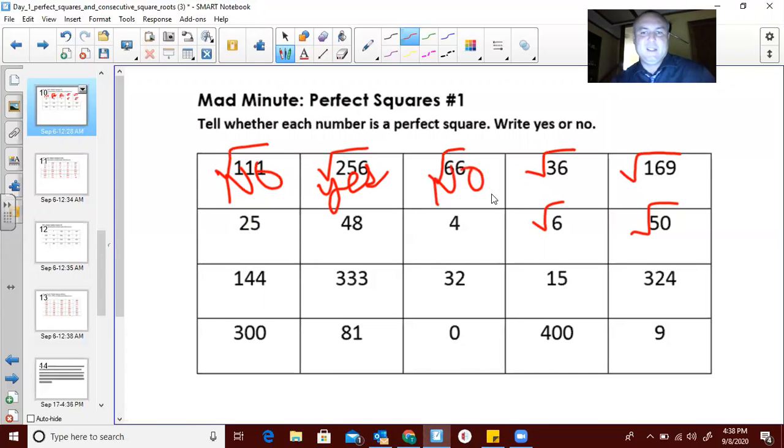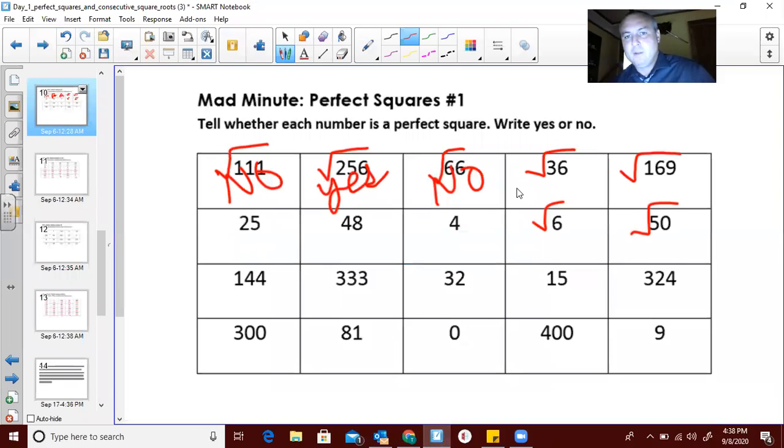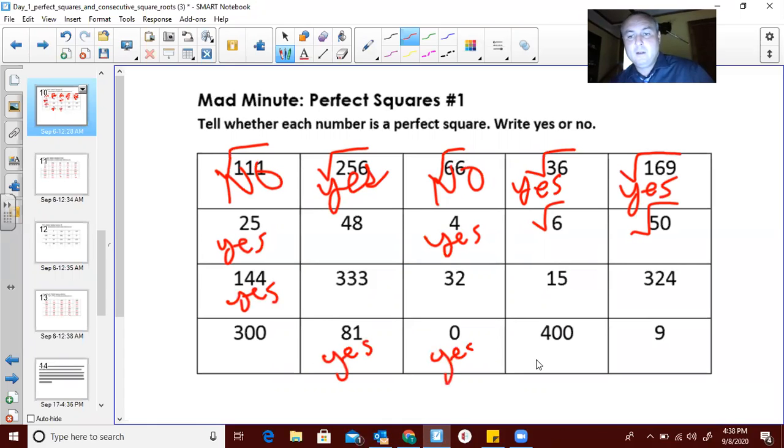And we'll do 36. Square root of 36, bam. It's a whole number, 6. So this one is in fact a perfect square. Not just off of memory, some of you probably already know that this is definitely one, this is definitely one, this is one, this is one, and so on.